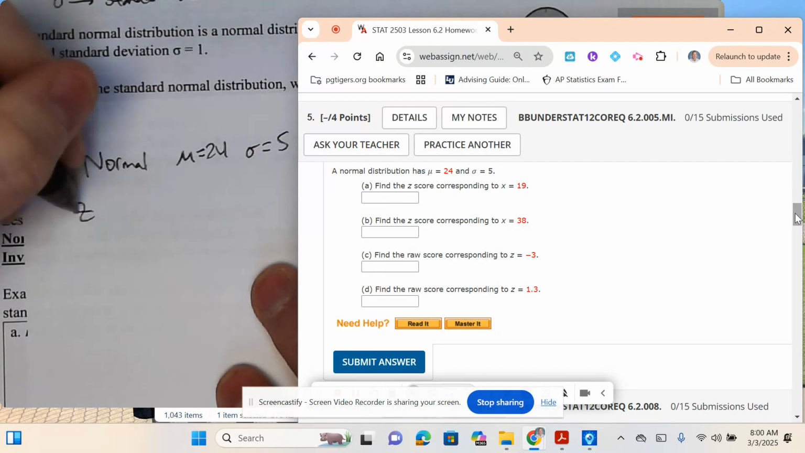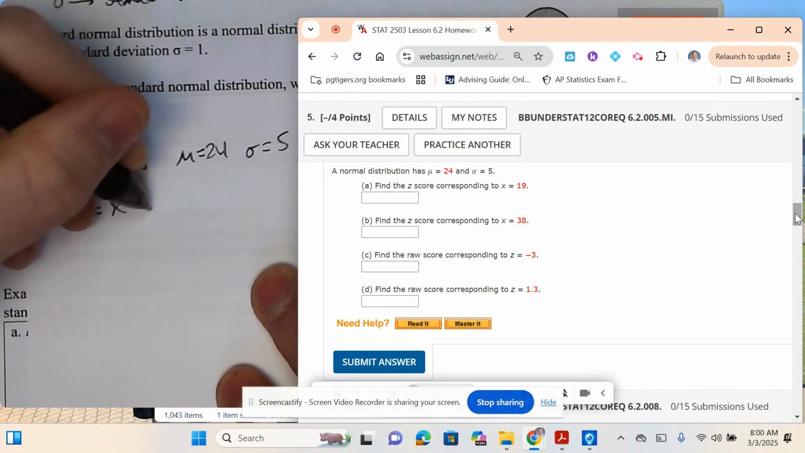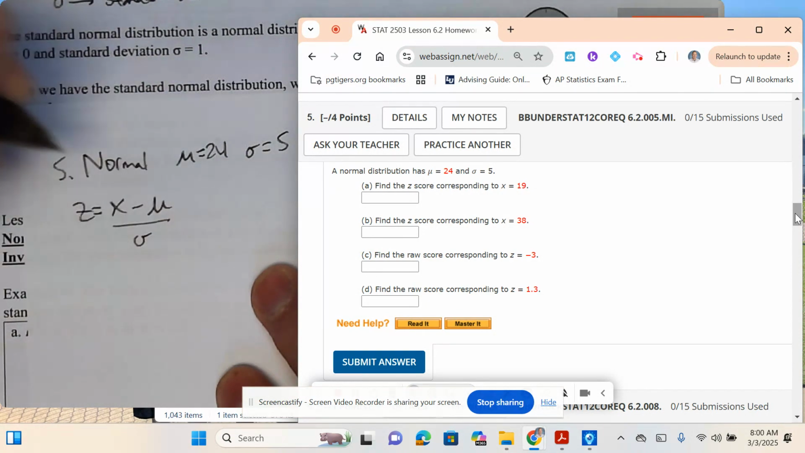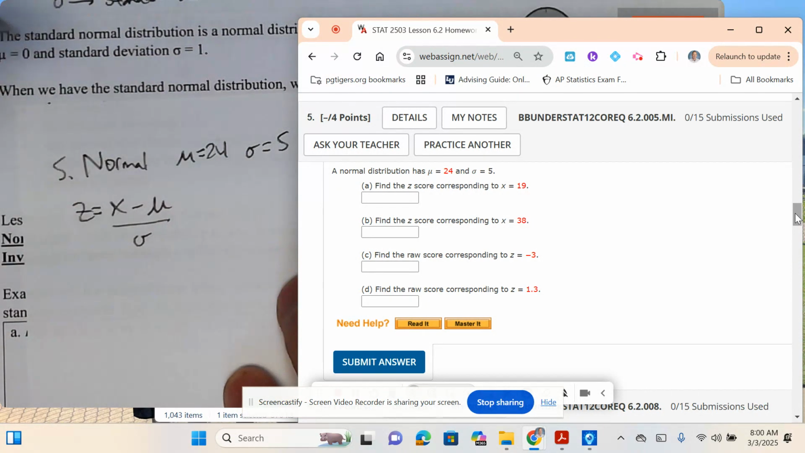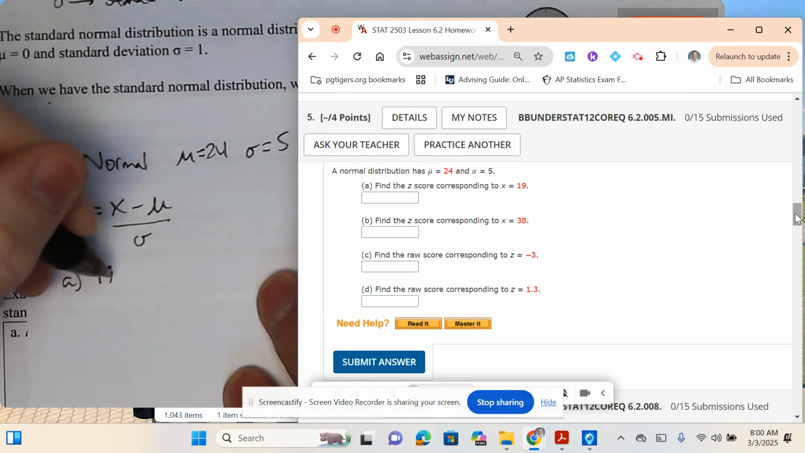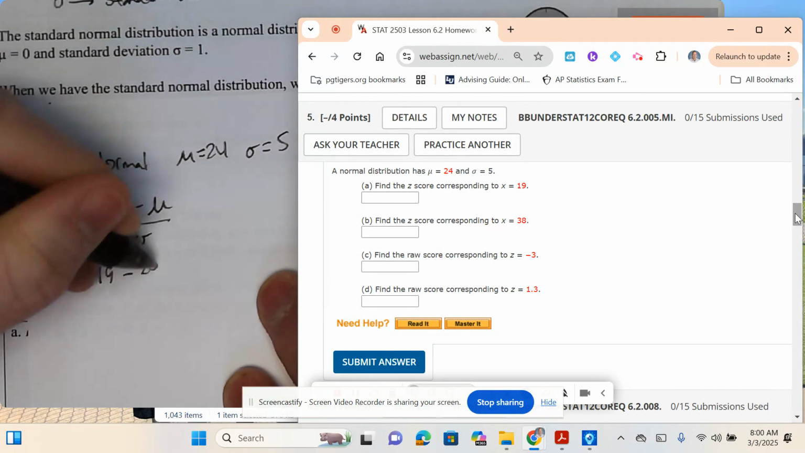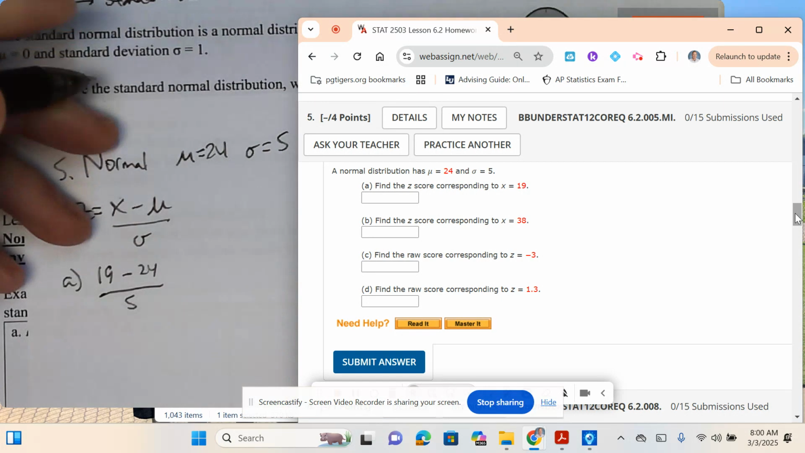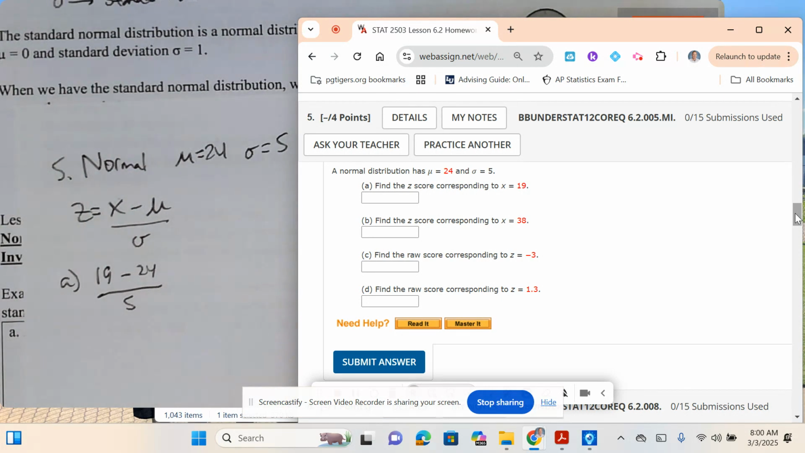The z-score is the raw value, which is x or x bar, minus the mean, over the standard deviation. They used x there. Some books use x bar. You could use x. So that's your formula. Find the z-score corresponding to an x of 19. I'm going to put my x in there, minus the mean, divided by the standard deviation. You could do that in your head, or type it in your calculator. What's 19 minus 24?